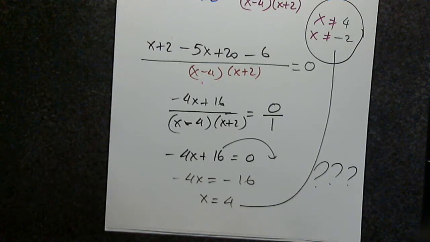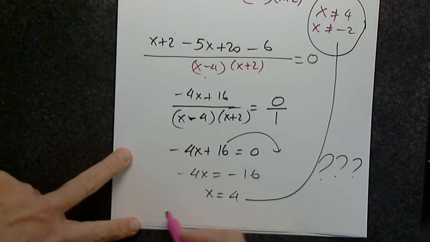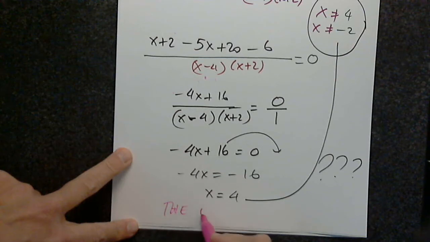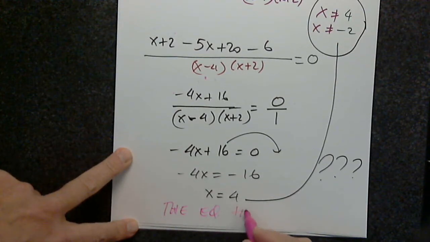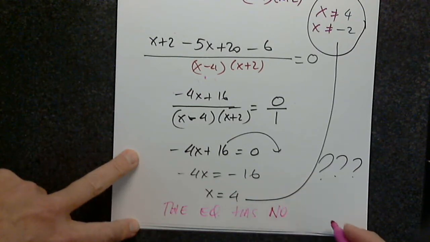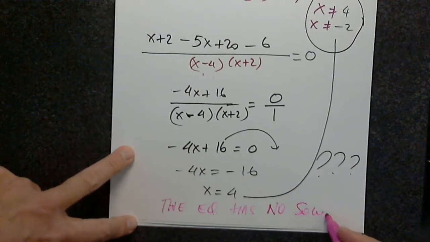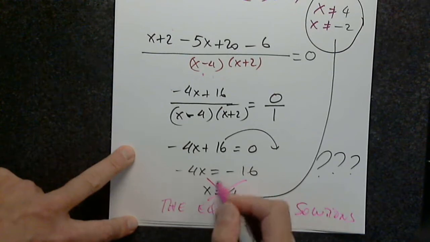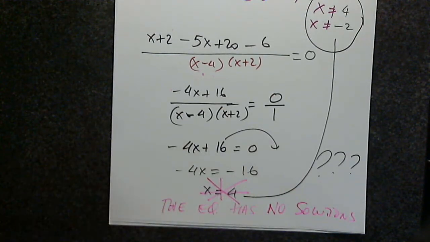Conclusion. Only division by 0 is undefined. So what do we say about the equation? It has no solutions. This cannot be accepted. It's among the restrictions.